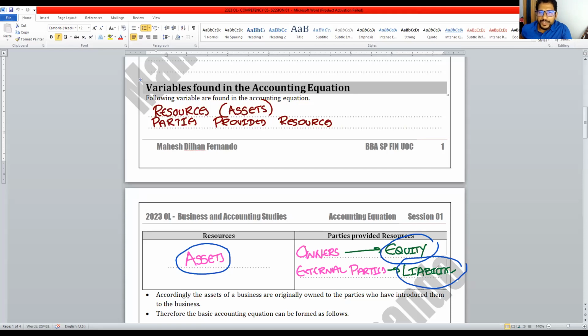I told you in the accounting equation, we have two sides. Assets and parties provided the resources. Now, what has to be the correct accounting equation? Now listen to me. I'm erasing this.